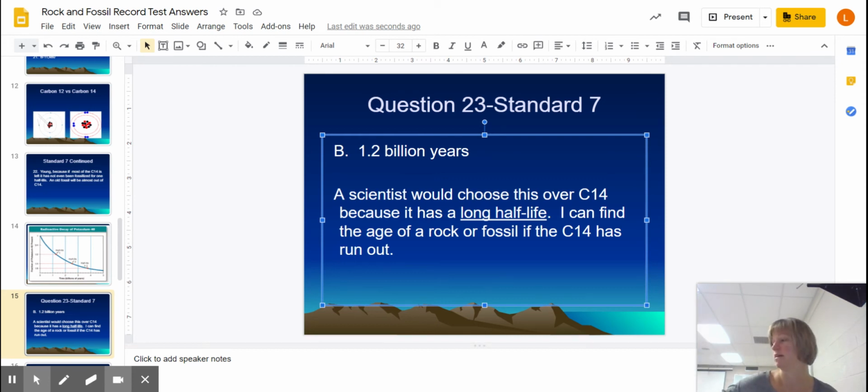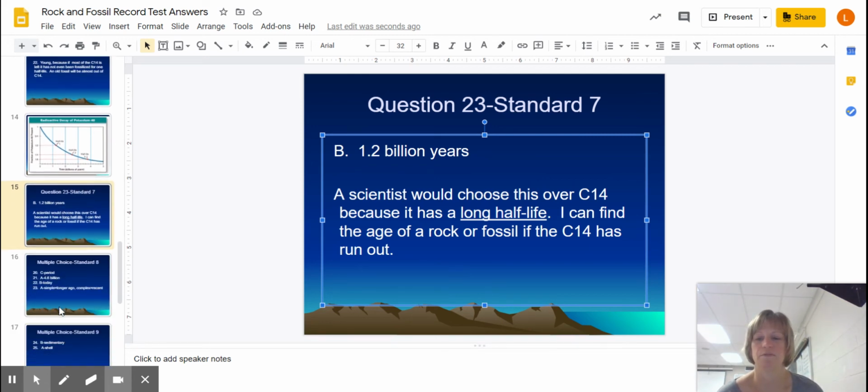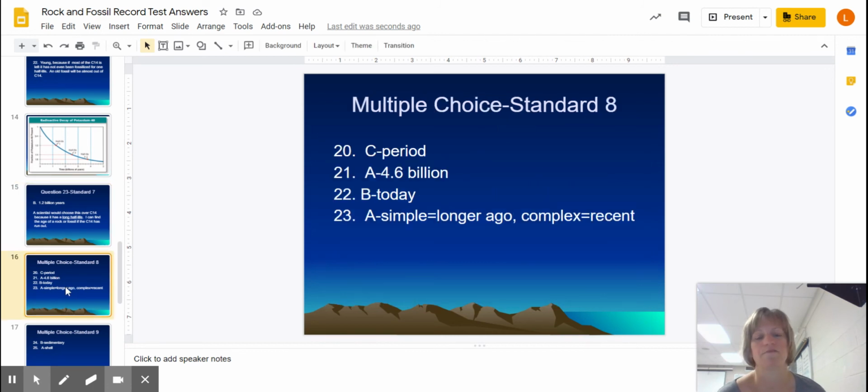Okay, so that ended standard number 8. Excuse me, I misspoke. Standard number 7 about absolute dating. And now we move on to standard number 8, which is about finding trends in the geologic timescale. And this standard only had 4 questions with it.